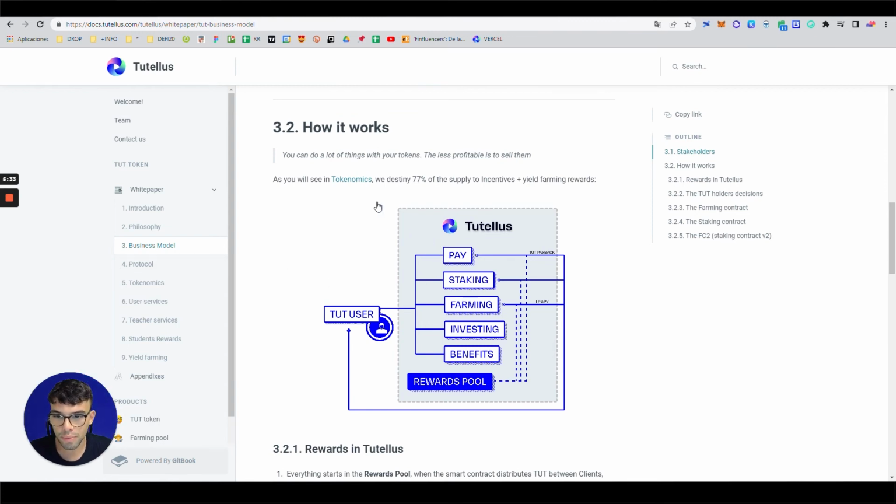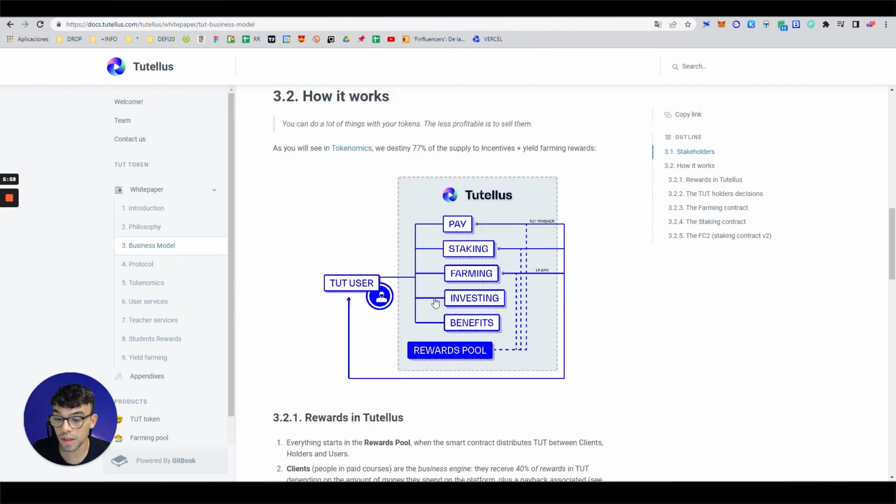And then as well, to have a picture of how this works, we can have a look at the 3.2 section where we see this graph. I must say that we destine about 77% of all the supply to incentives. This is a mainly big incentive structure. So as you can see, for staking, farming, investing, and so on, the TUT user receives the rewards pool that all this 77% comes from here.